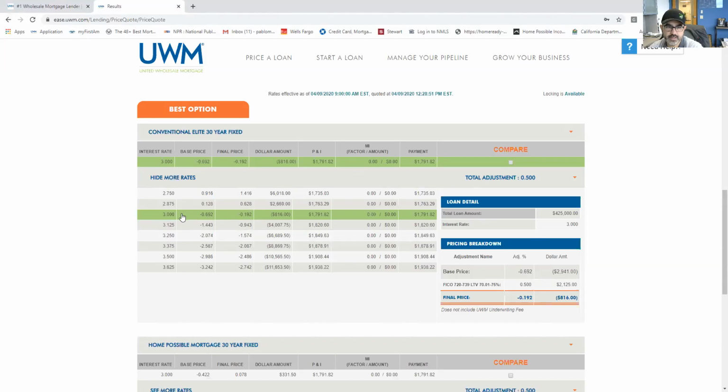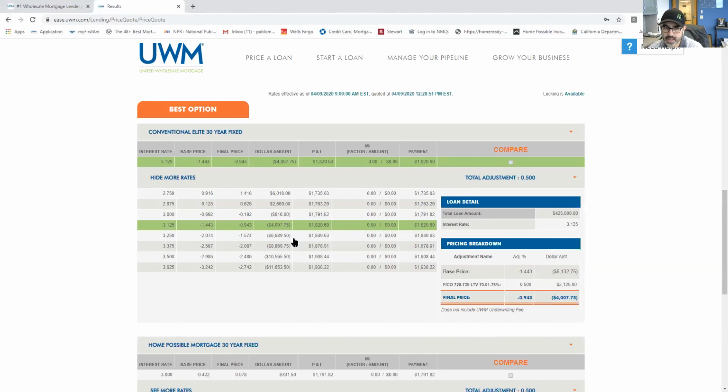So at 3%, if you charge your customer 1 point, then the 1 point goes to you, and then the $816 goes to cover escrow, title, and impounds, right? Same thing is true for 3.125. So at 3.125, you can offer the customer to pay all their closing costs and then charge them a 1% origination. So you're going to tell them, I'm going to charge you 1 point, but I'm also going to give you $4,000 towards your closing costs.